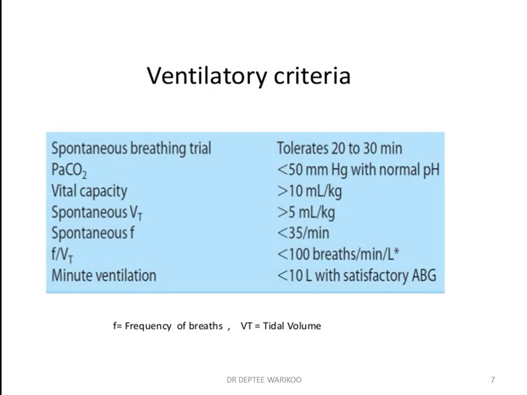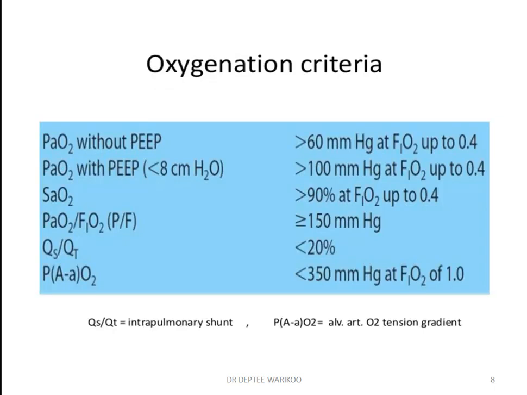Then ventilator criteria. We need to see that the parameters of the ventilator lie within these criteria. For example, we have to check spontaneous breathing trials, PaCO2, the vital capacity, the spontaneous VT, spontaneous F and the minute ventilation. If all this is satisfactory in ABG, then weaning could be continued.